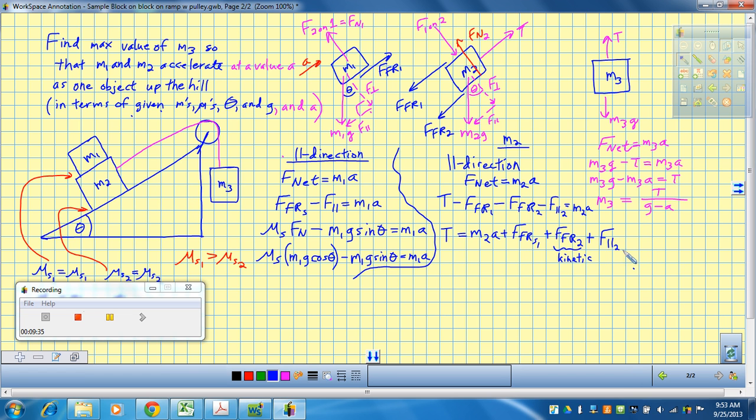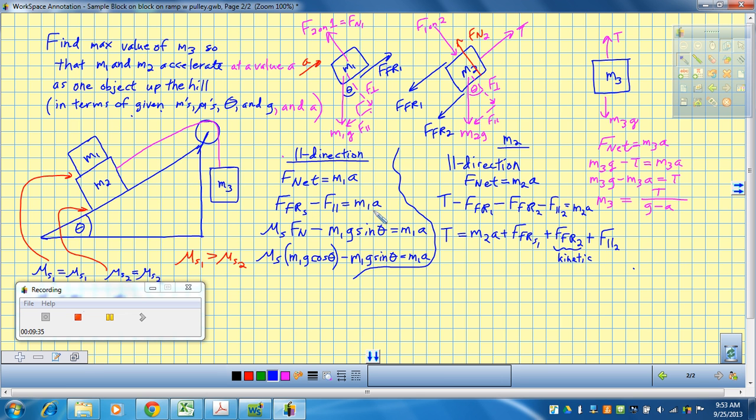Yep. So now it's just a matter of plugging everything in. That tension is going to equal m2a. Well, that's in terms of things we already are allowed to use. It's in the m's and the a that we were given. Force of friction static 1, which we actually could probably just plug in from here.